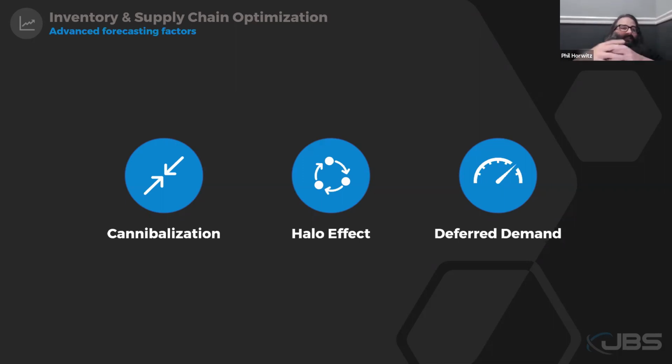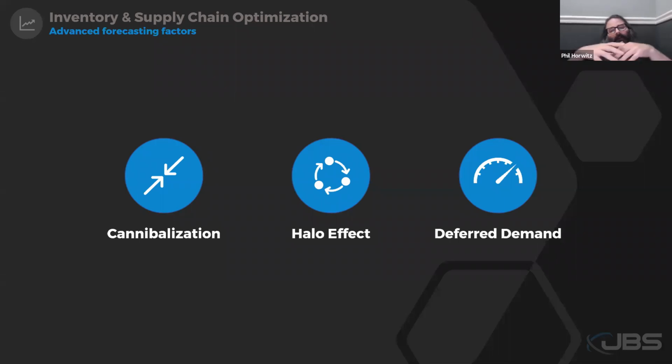So in other words, I have two types of peanut butter. One is going on sale, one is not. The one that's on sale will probably sell a whole lot more at the expense of my peanut butter that's not on sale. So that's cannibalization. The halo effect is when demand increases for items that are related to the items that I'm putting on sale. For example, if I'm selling a raincoat, I may see an increase in umbrellas or rain boots as a result.